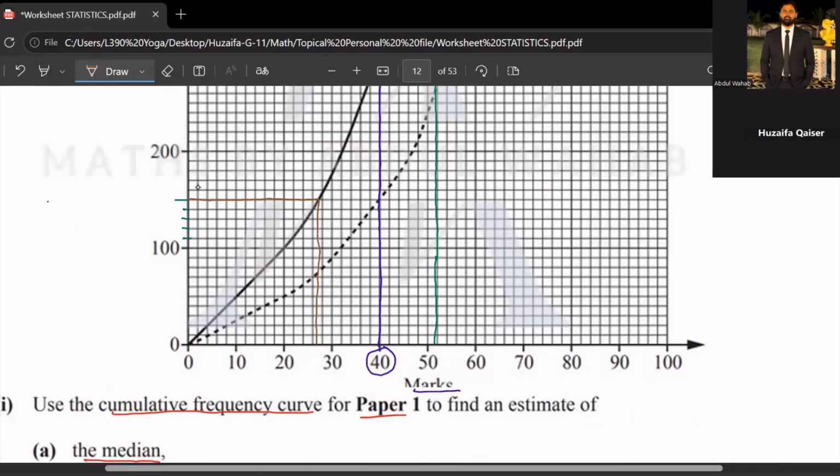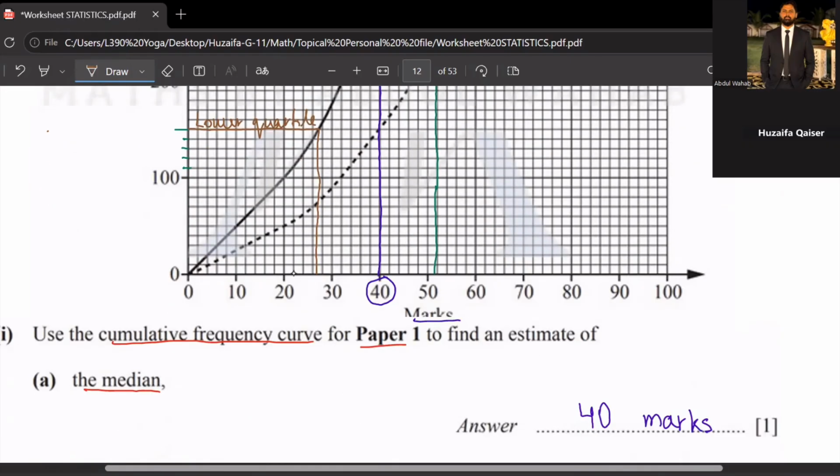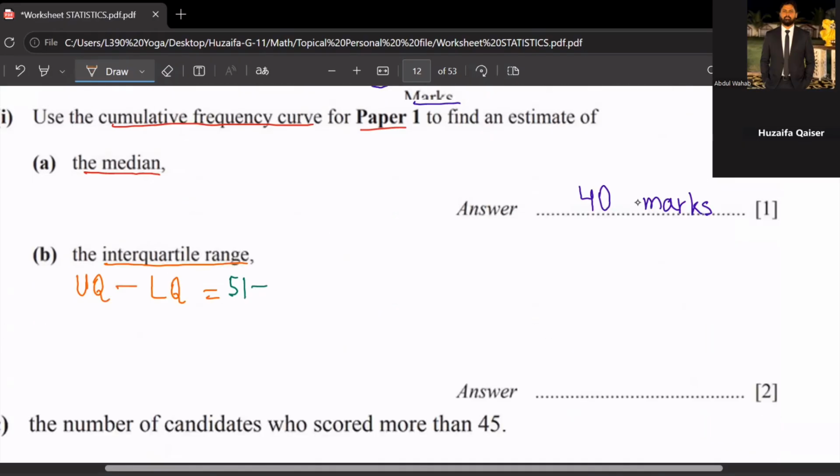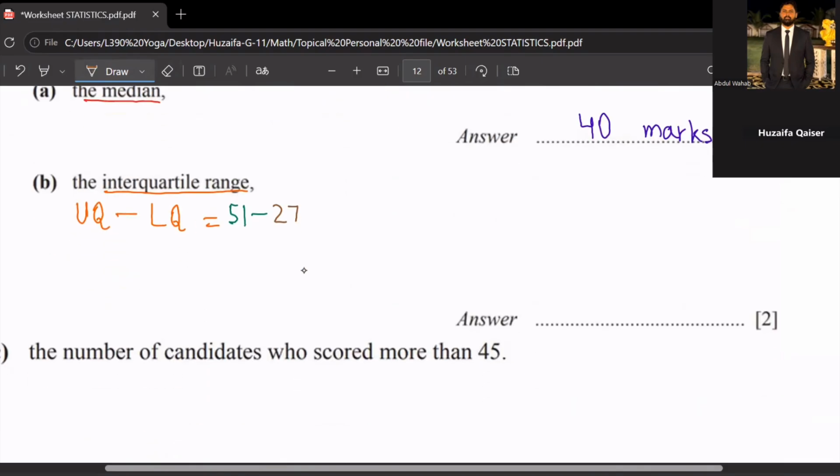Now, it's the lower quartile. Here, what is written? It's 22, 24, 26, 28. In between this, it's 27. So 51 minus 27. This is the interquartile range. Now 51 minus 27, you may find it.